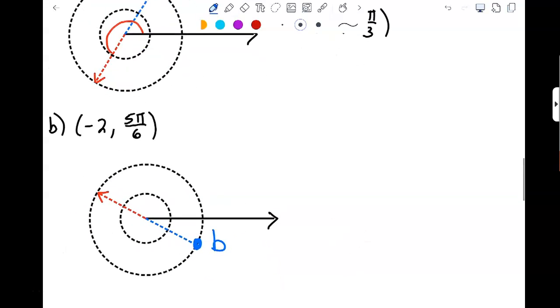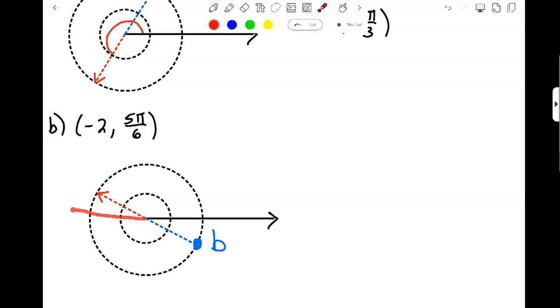All right, and then we just want to look at alternative ways of writing that point. Well, we can keep the same direction and just modify our angle. Last time I went around a second time. This time I'm going to measure it backwards, so I'm going to measure clockwise. Since that's 5 pi over 6, and I know a full turn is 2 pi, we can think of that a couple ways. It's just 5 pi over 6 minus 2 pi.